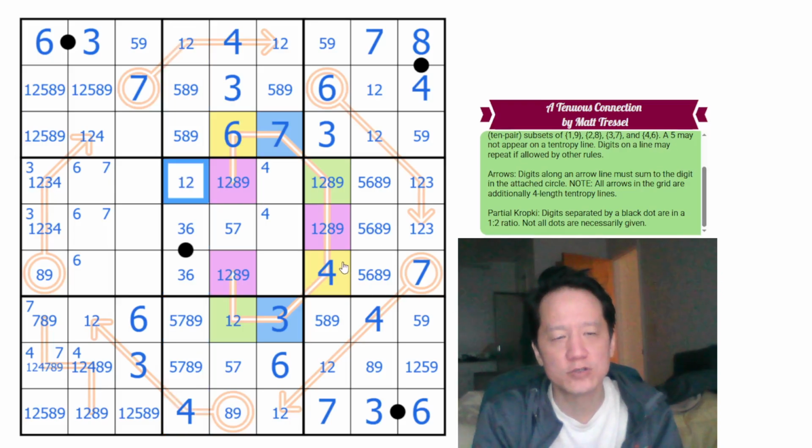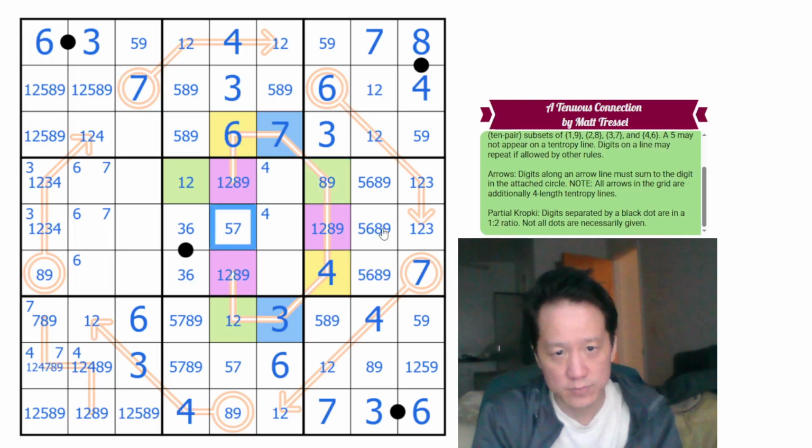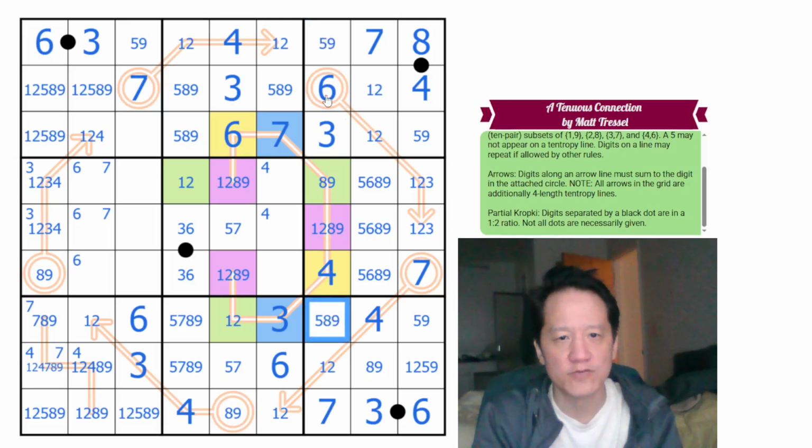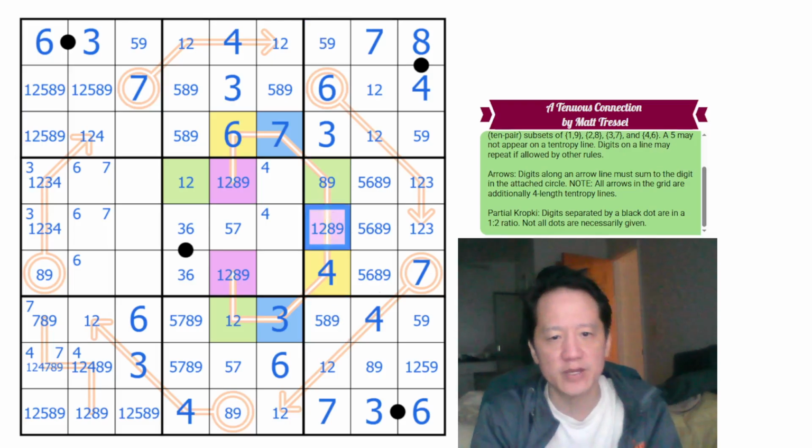Therefore, this must be 1 or 2. This must be the green 1 or 2 here, which means this can't be the green 1 or 2. It has to be the green 8 or 9. Since this is an 8 or 9, and one of these is a 5, and one of these is the other 8 or 9, this cannot be 8 or 9. So this is the pink 1, 2, which forces this to be the green 1, 2.